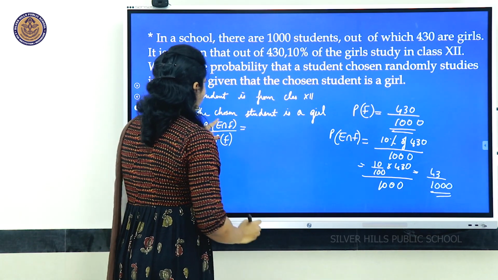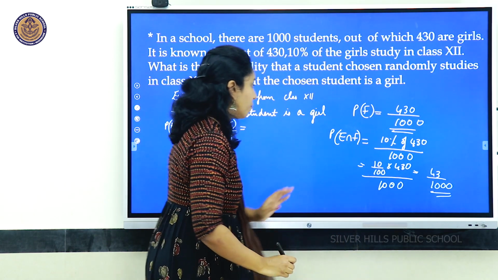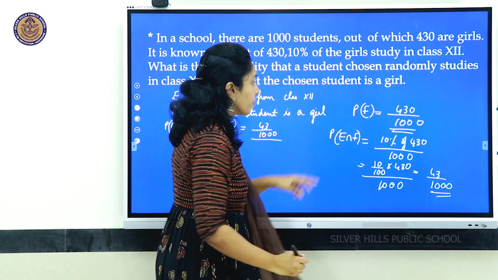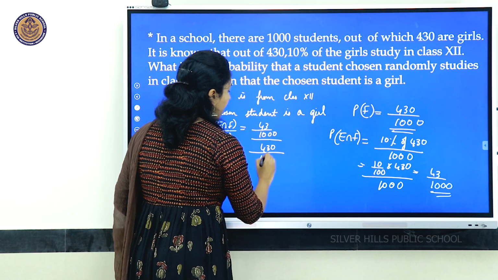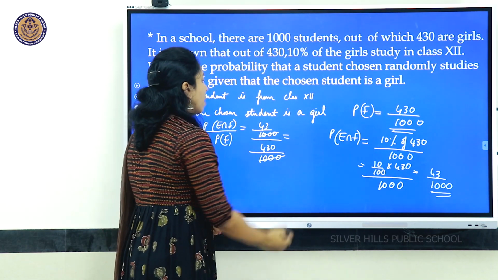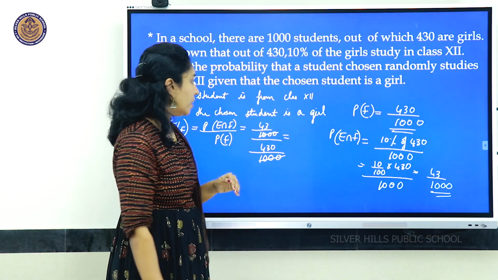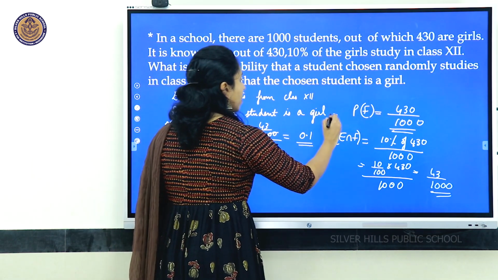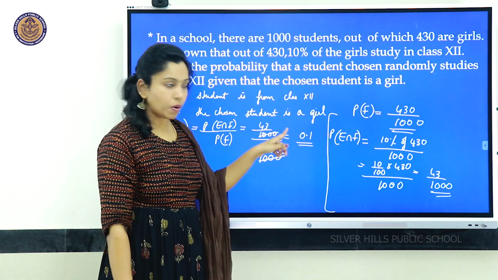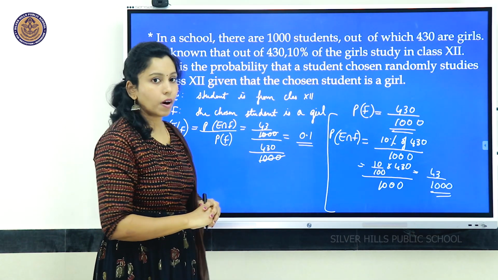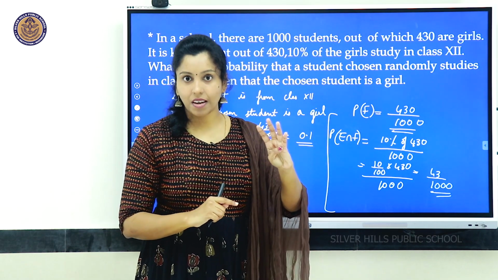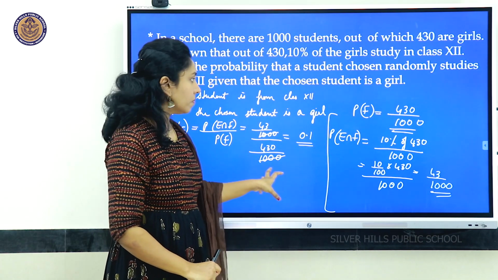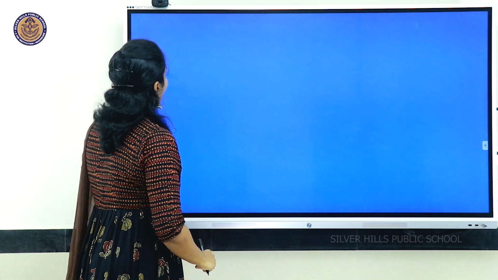So, now the values are ready. P of E intersection F is 43 divided by 1000, and P of F is 430 divided by 1000. 1000 and 1000 go, you get 43 by 430, which is 1 by 10, and that is 0.1. That is the required probability. So, select one E, one F, which has already happened, and then just apply the formula. Hope that is clear. This is also a simple question.